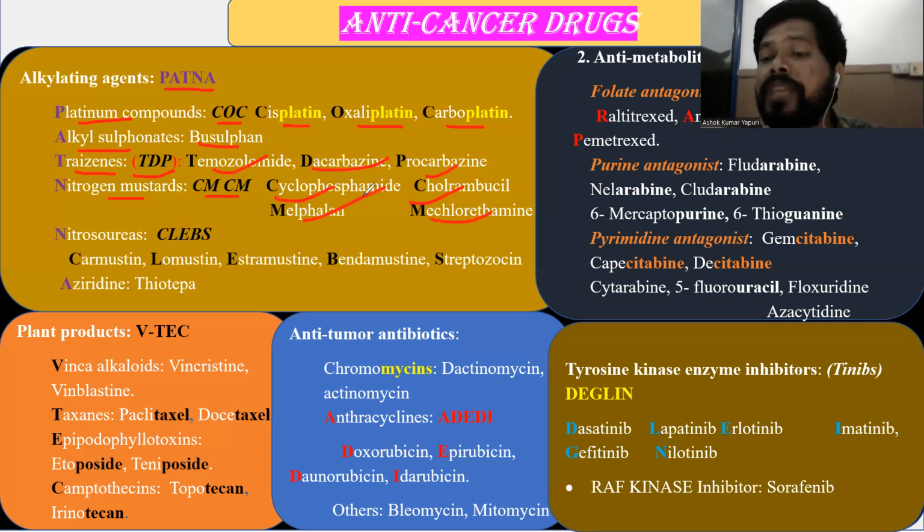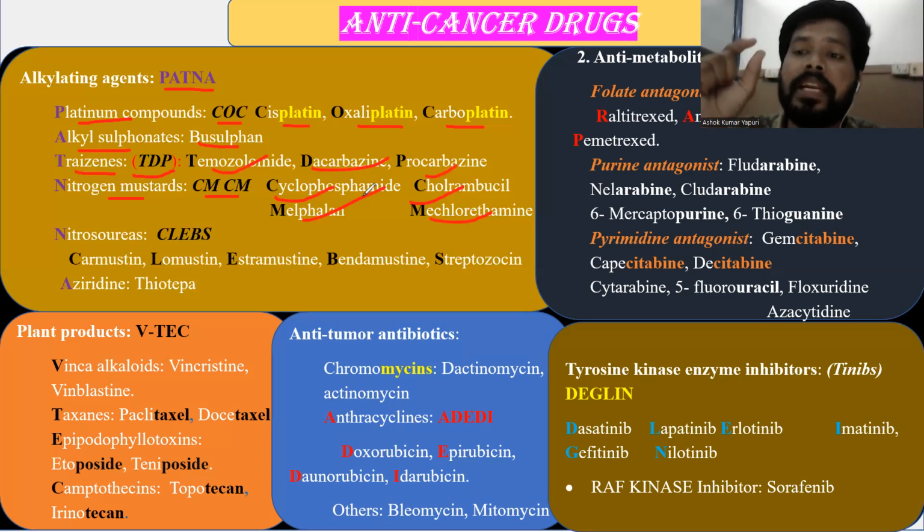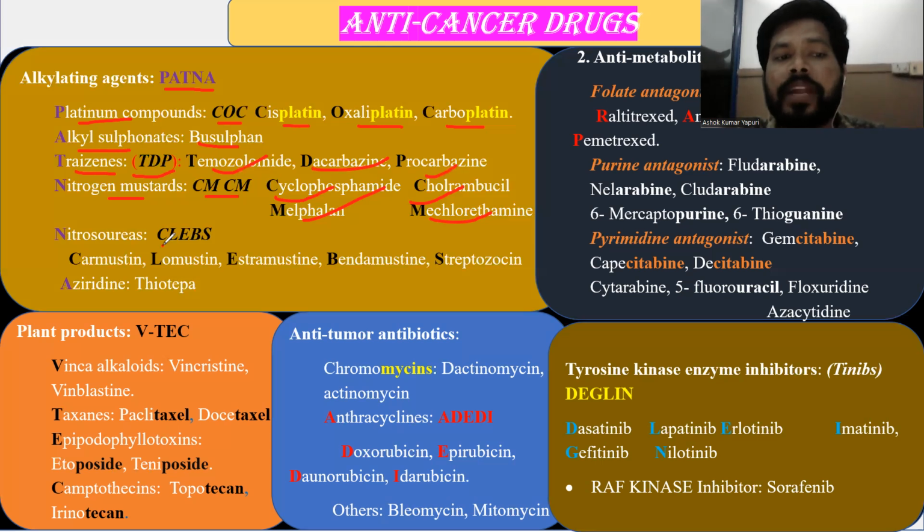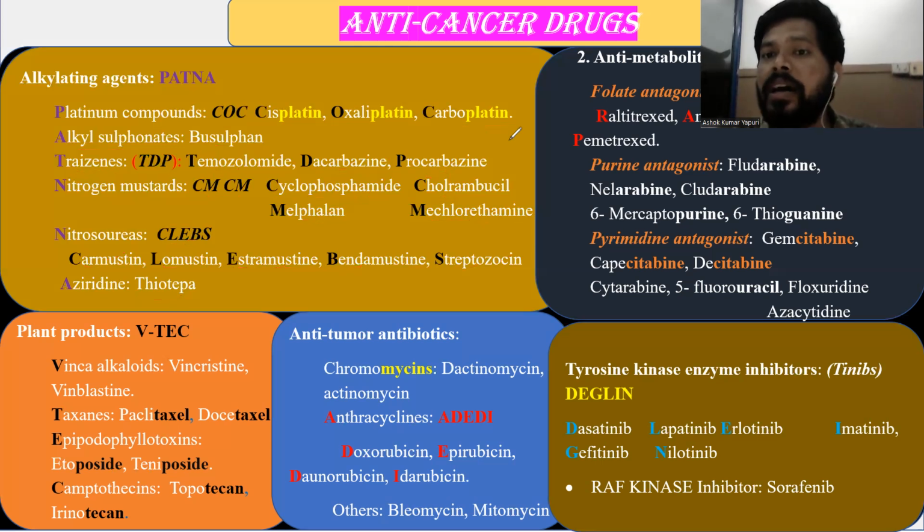The major drawback of cyclophosphamide is that it produces a dangerous side effect, hemorrhagic cystitis, which can be controlled by using the antidote mesna. And next, nitrosoureas. The examples of nitrosoureas, with the trick COLLAPSE: carmustine, lomustine, estramustine, bendamustine, streptozocin. And aziridine is the last category in the alkylating agents. The example is thiotepa. So all these alkylating agents cause intercalation and breakdown of the DNA strands in the cancer cells and suppress the cancer cell growth.